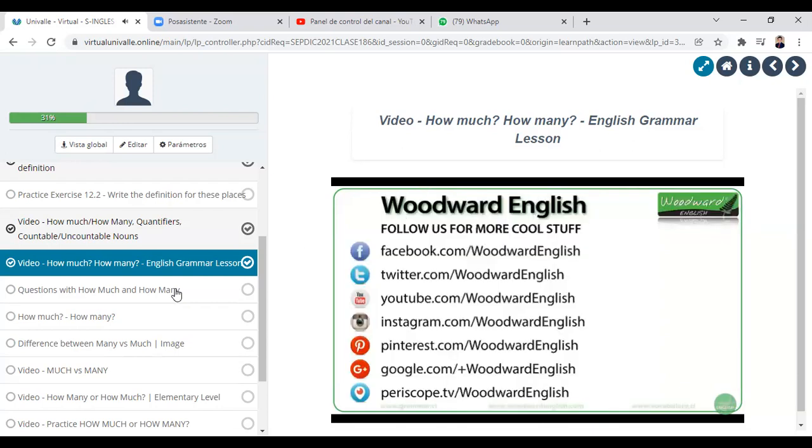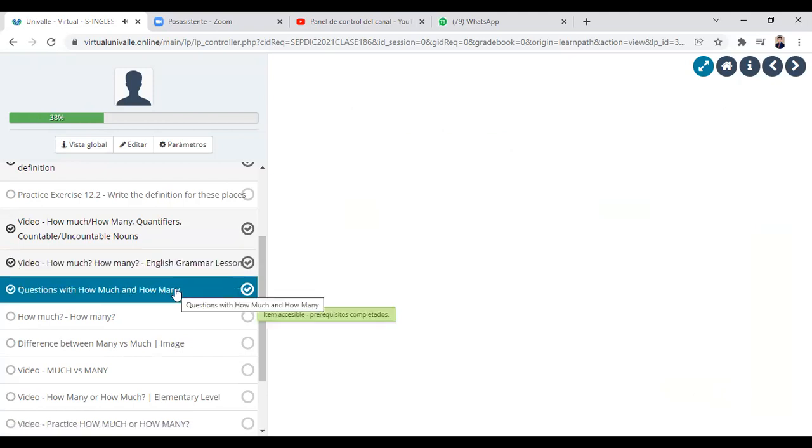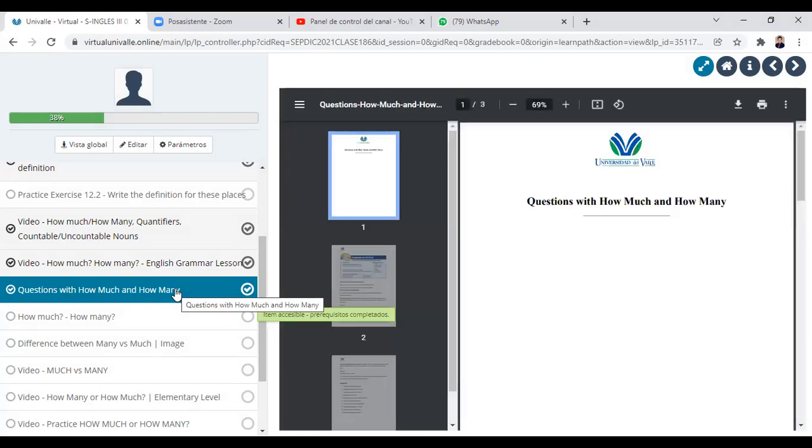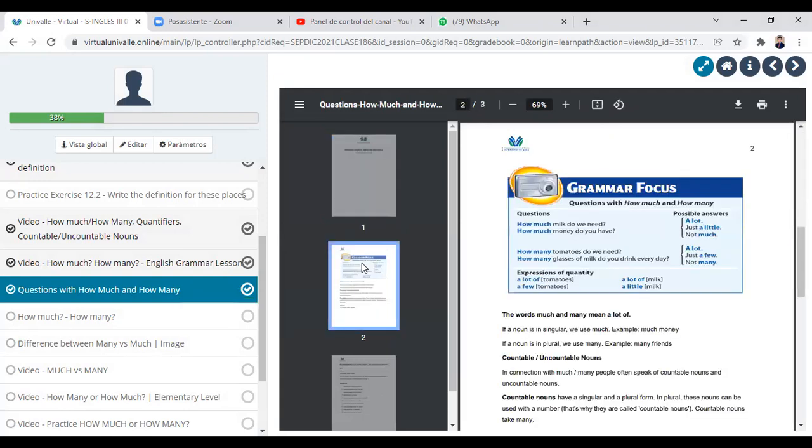Now we have questions with how much and how many. This is a grammar explanation, and please try to pay attention to this explanation, right? Whenever we want to find out the quantity of something, we have two ways to ask, right? In this case, how much for uncountable nouns and how many for countable nouns.